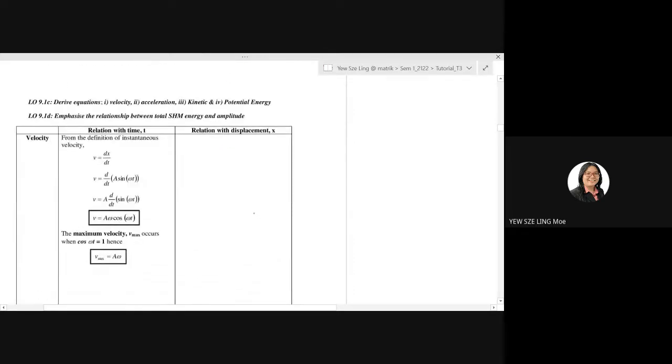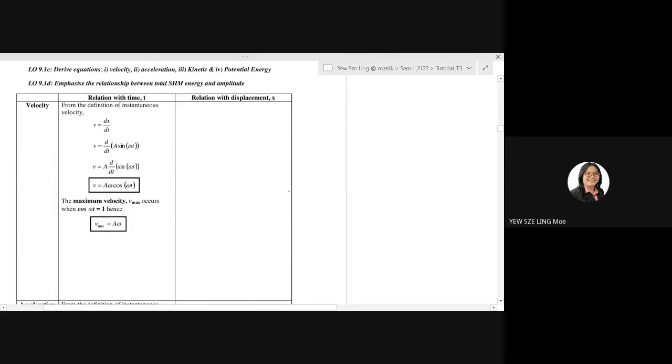Okay, now we're going to focus on the derivations. Just now we were talking about where the object is at a given time. That means we have x with time, and we want to calculate x with time in its equations. Actually, there's one more relation that we're going to look at in this subtopic.